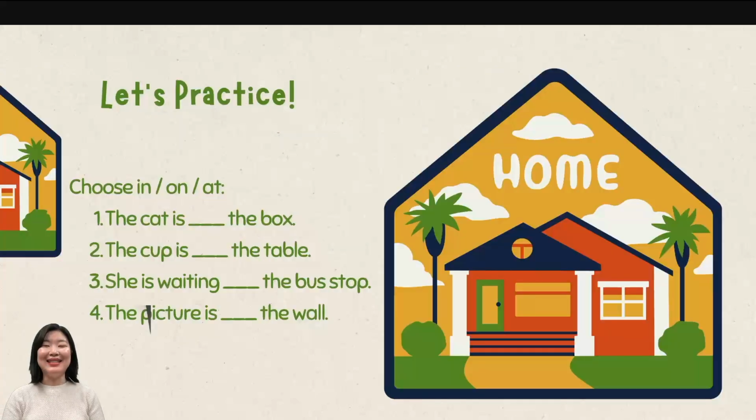So let's practice. Choose in, on, or at. Let's do it together. Number 1, the cat is in the box. Number 2, the cup is on the table. Number 3, she is waiting at the bus stop. And number 4, the picture is on the wall. If you got all that, perfect!